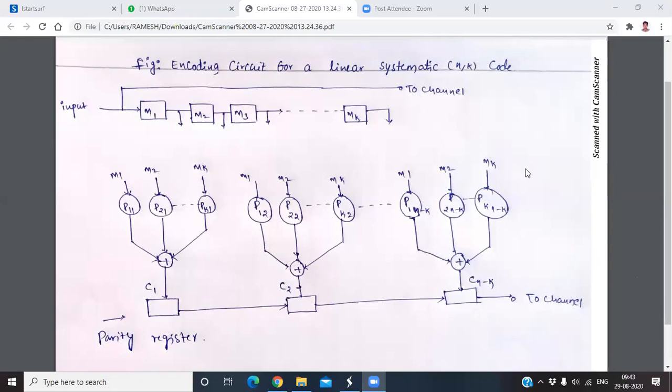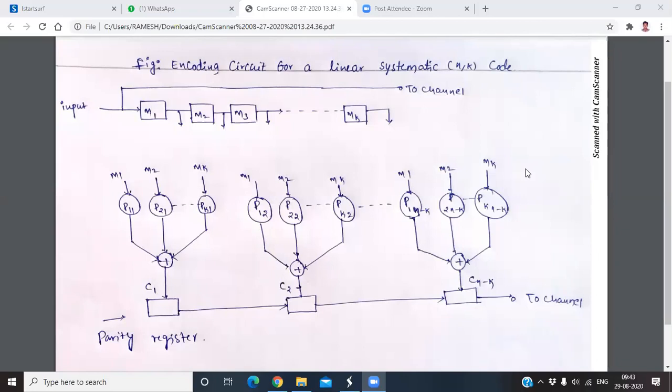And finally, you will get the check bits as C1 equal to M1 P11 XOR M2 P21 XOR up to MK PK1, and C2 equal to M1 P12 XOR M2 P22 XOR M3 P32 up to MK PK2, and finally C(n-k) equal to M1 P1(n-k) XOR M2 P2(n-k) XOR M3 P3(n-k) up to MK PK(n-k).